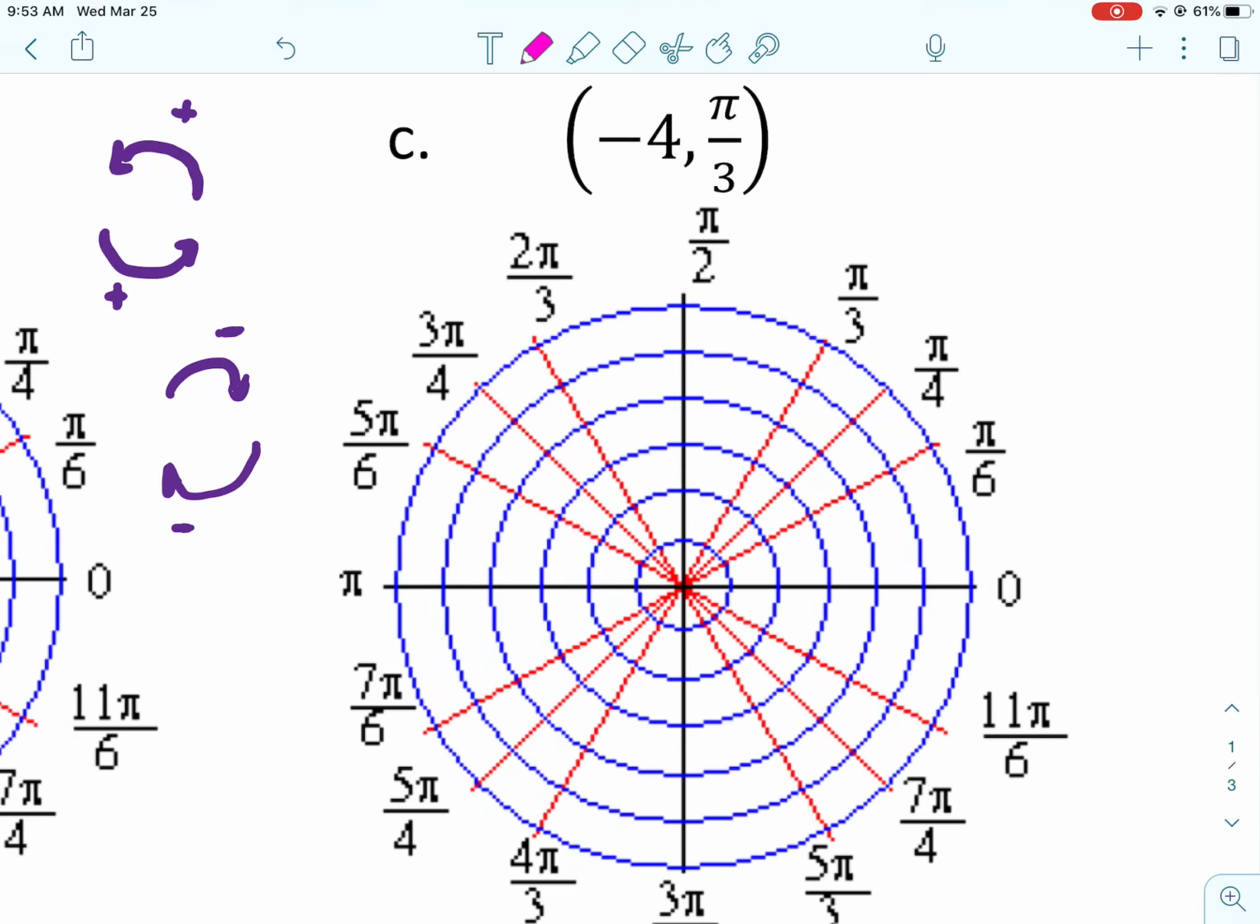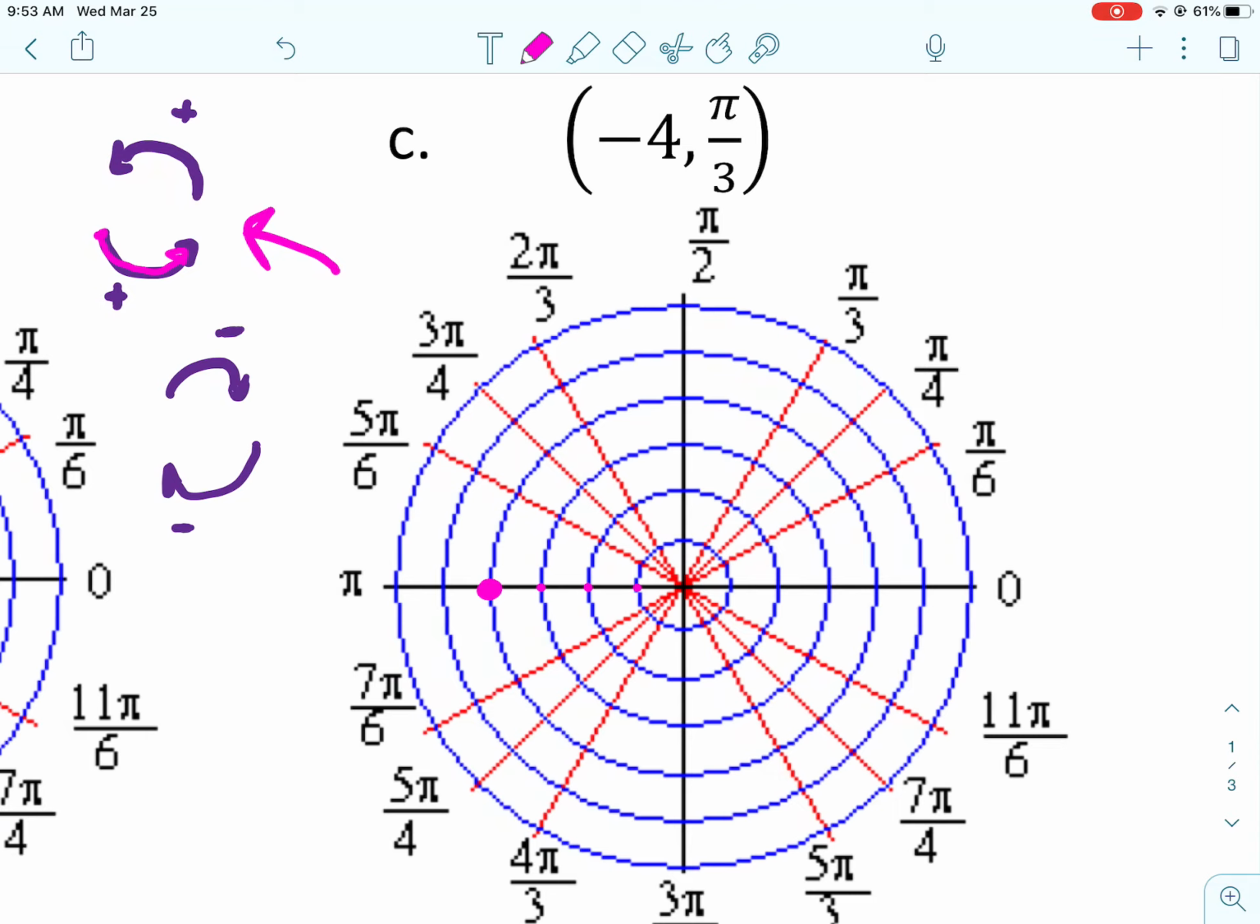Okay, so let's look at C. C is a little different. In C, the r is negative. So we're still going to go 4 circles out to start for our rotation, but we're going to go 4 circles in the negative direction. So 1, 2, 3, and then 4. That's where we're going to start. That's not your final point. From there, we're going to rotate pi over 3 in the positive direction.